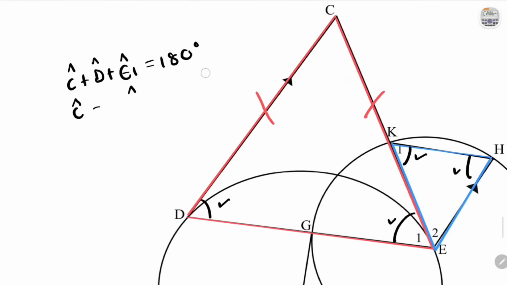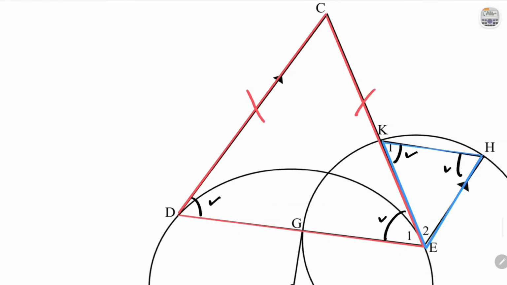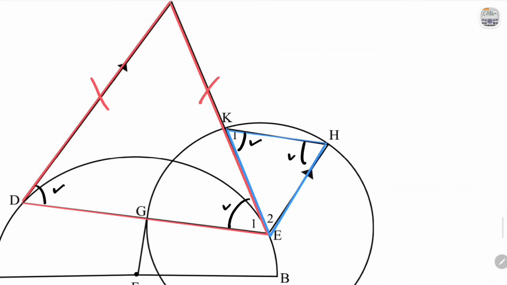Now we're going to do the same for the blue triangle. Using the sum of the interior angles in this triangle, we're saying that angle E2 plus angle K1 plus angle H is equal to 180 degrees. So I'm going to leave angle H as the one we'll keep. So this means that angle E2 plus K1 and H are the same thing.